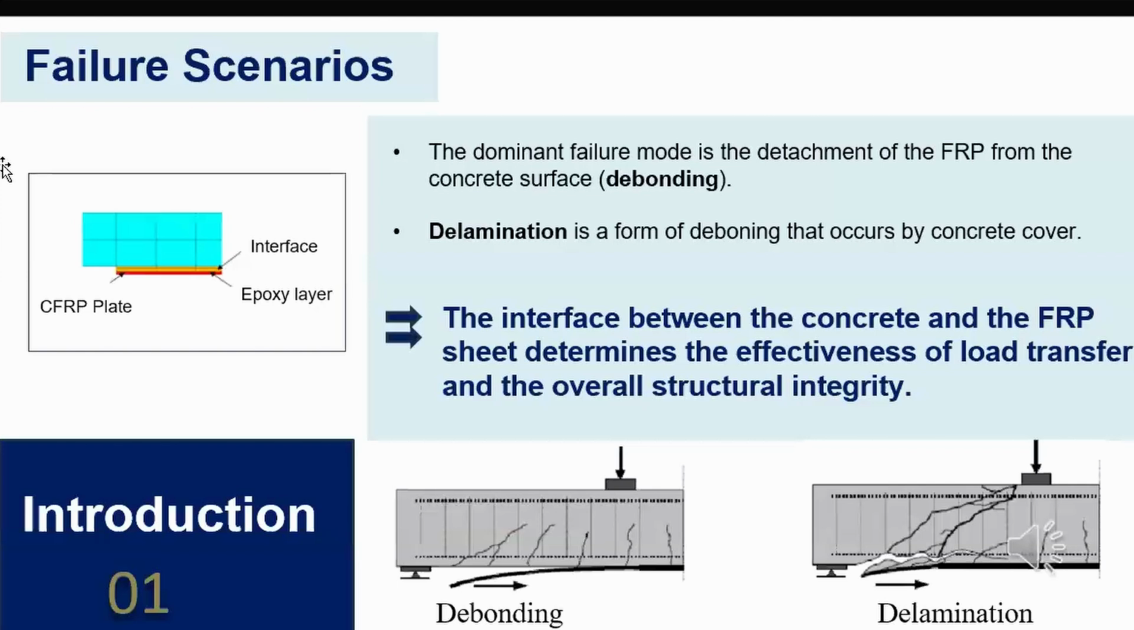Delamination is a form of debonding, as shown in the second photo, that occurs by concrete cover. We can understand that the interface between concrete and FRP sheet determines the effectiveness of the load transfer and the overall structural integrity, because it's the main reason for debonding or the failure mode.